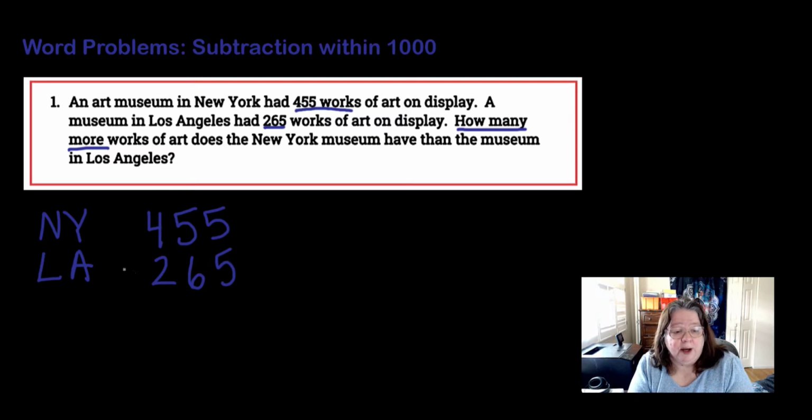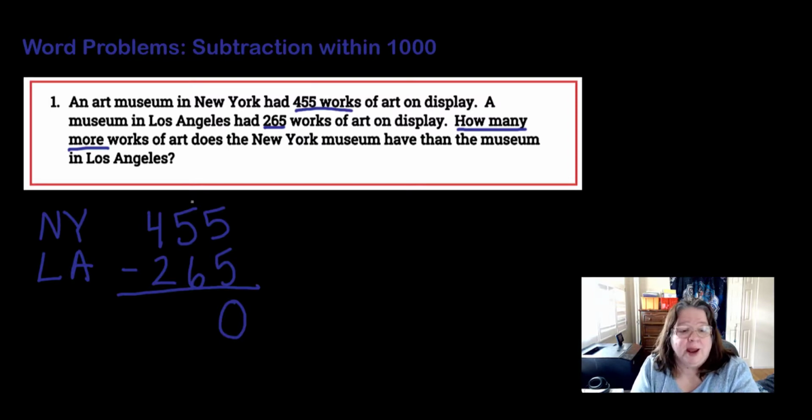My numbers are already on top of each other. I've got the New York on top, I've got the Los Angeles on the bottom. We can just jump in and start subtracting. 5 minus 5, 0. Now we want to do 5 minus 6. It's not 1. We can't just say, oh, the 6 is bigger, let's subtract 5. No, we just can't do that. That does not work with math.